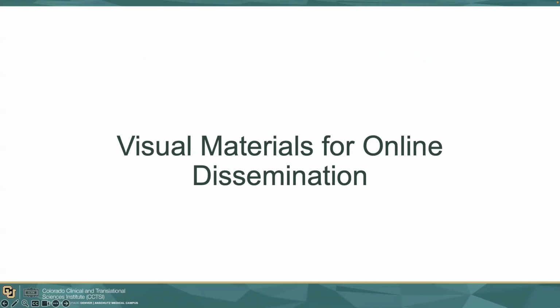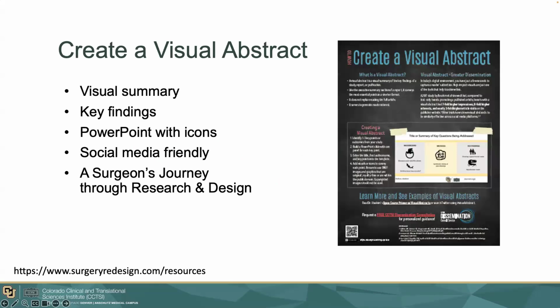Okay, you have a professional online profile now. You are thinking about the communication pathways you could share your work. Let's end with a bit of information about how to create visually engaging materials to share online or through presentations and on social media. So I'm going to talk about visual abstracts, infographics, and some videos. A visual abstract is a visual summary of the key findings of a study, report, or publication. Like the executive summary section of a report, it conveys the most essential points in a shorter format.